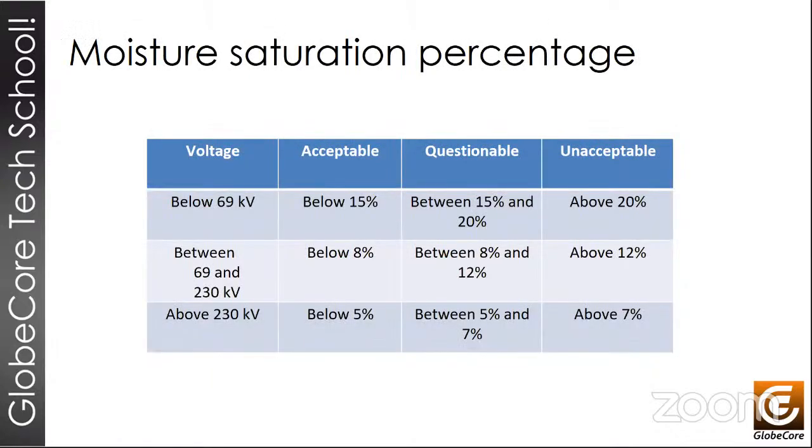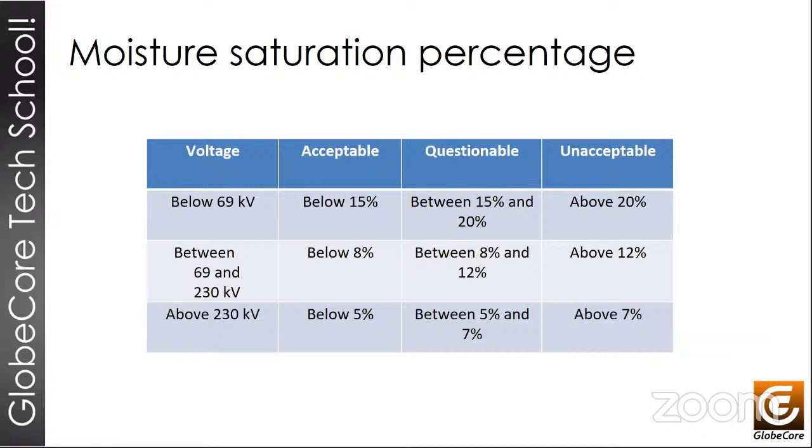So standards define the acceptable moisture saturation values for mineral oils. As you can see, these values also depend on the operating voltage of the transformer. For transformers less than 69 kilovolts, it's considered acceptable if the saturation value is less than 15%. It becomes problematic, questionable, if this value is between 15 and 20%. And anything higher than 20% is unacceptable.